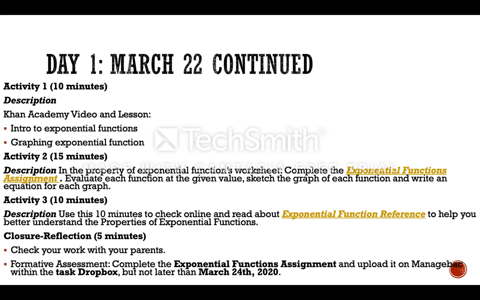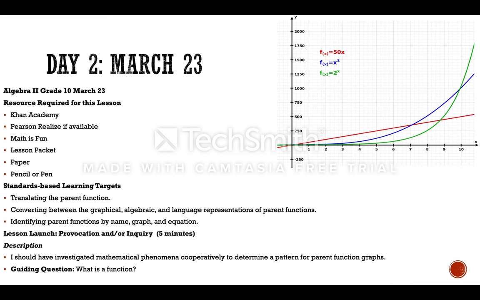March. Then the next activity, use 10 minutes to check online and read about exponential function references to help you better understand the properties of exponential functions. Then the last thing, which is your formative assessment, is to complete the exponential functions assignment and upload it on ManageBac within the task Dropbox, but not later than March 24th, 2020.